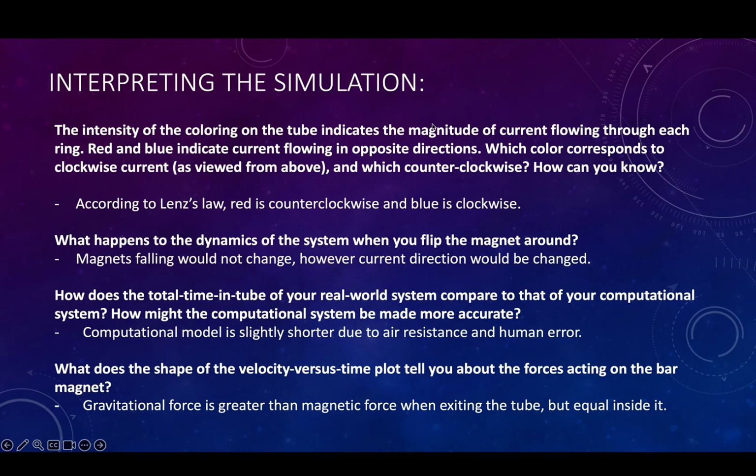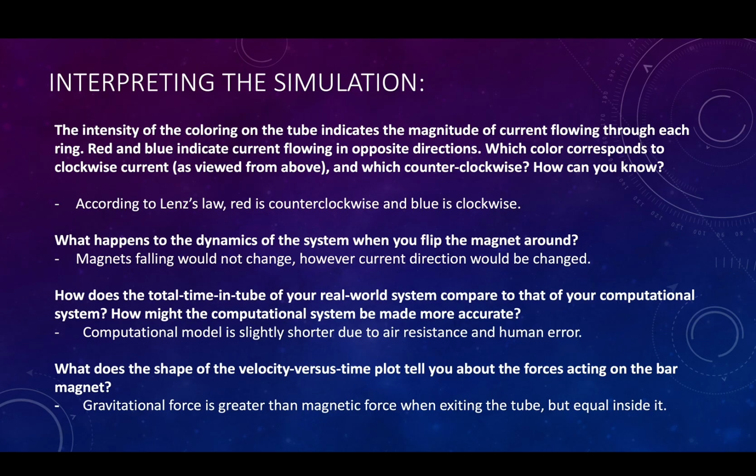Interpreting the simulation, the intensity of the coloring on the tube indicates the magnitude of current flowing through each ring. Red and blue indicate current flowing in opposite directions. Which color corresponds to clockwise current and which corresponds to counterclockwise? According to Lenz's law, red is counterclockwise and blue is clockwise. What happens to the dynamics of the system when you flip the magnet around? The magnet's fall would not change, however, the current direction would be changed.